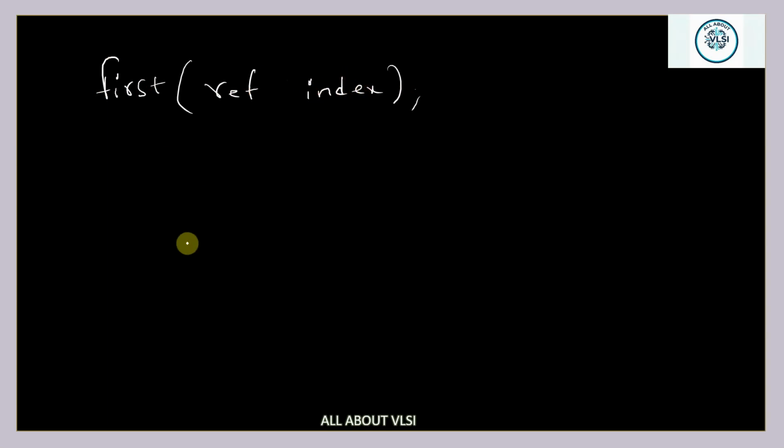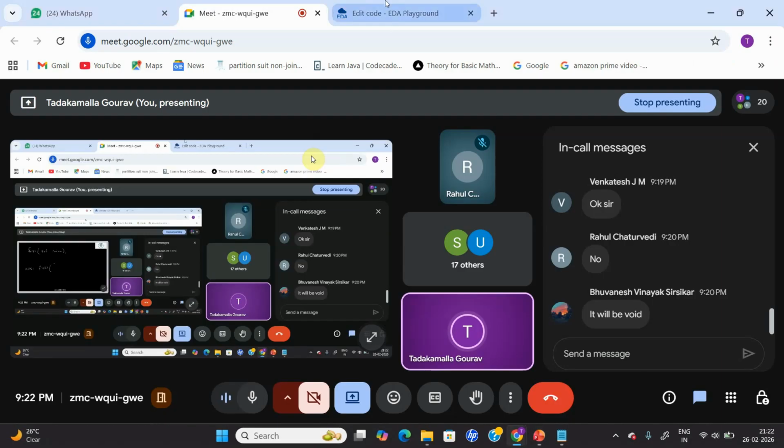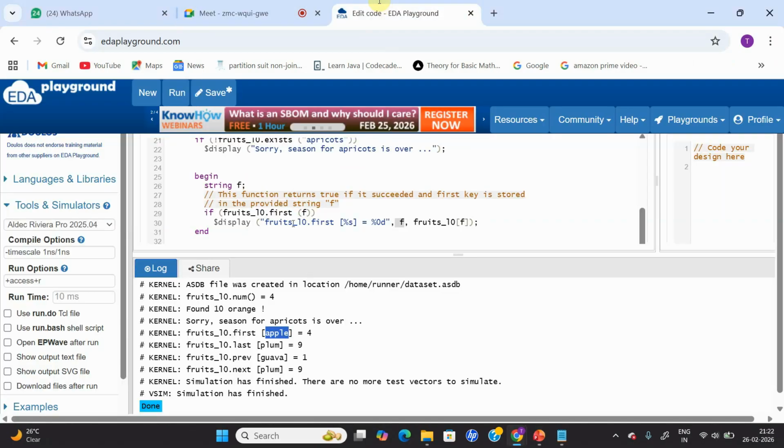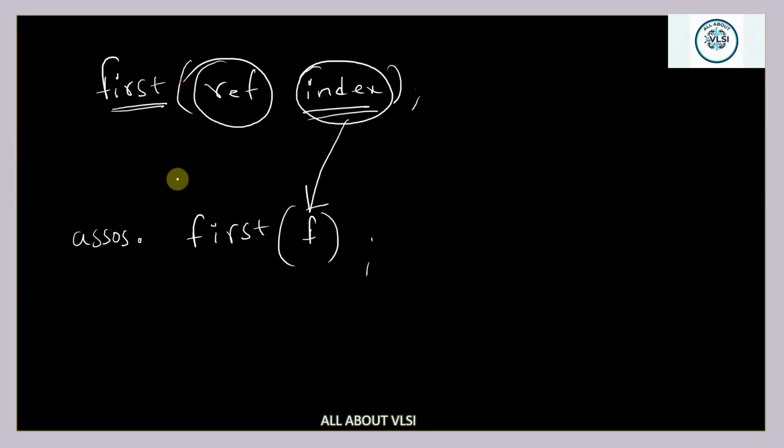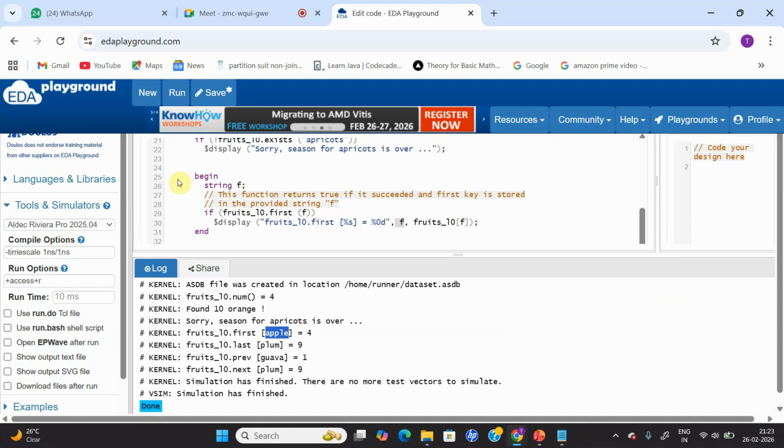So whenever we are calling this associative array, assoc dot first, and if we pass any variable, in this particular example the variable name f, then what is going to happen? This particular function is going to copy the first index into this variable, and that is being reflected over here, because we are using a keyword which is known as ref. That is how we get it in our simulation.